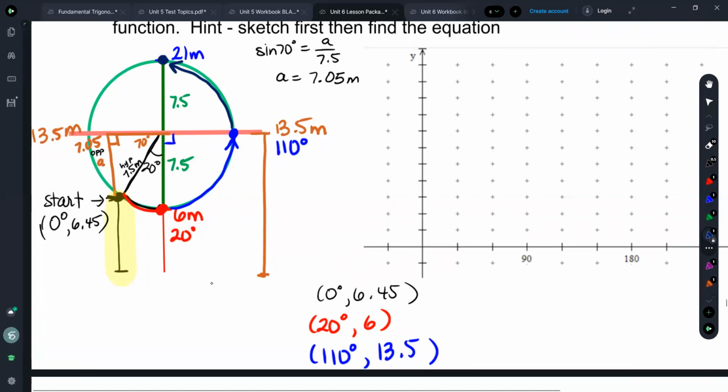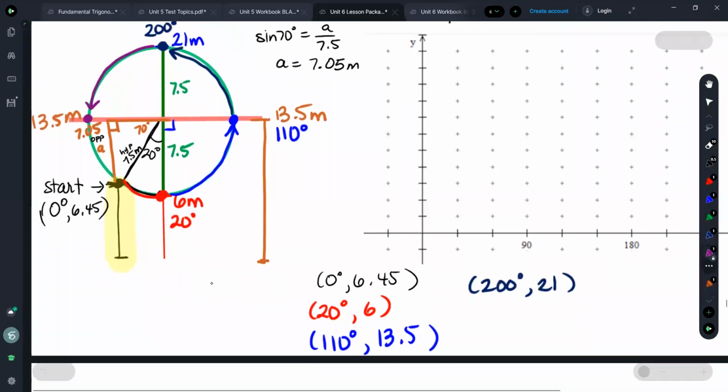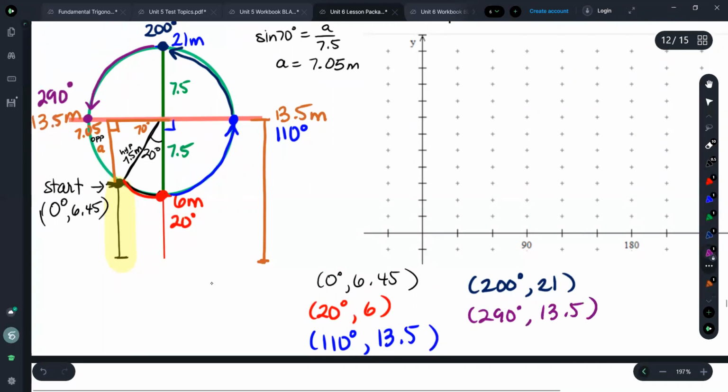Okay, how far have I rotated now? 200 at a height of 21. Next, 290 at a height of 13.5. We're talking about height off the ground here, so there's no negatives, unless you want your Ferris wheel going into the ground. And then we'll just finish at 360, back at the starting height.